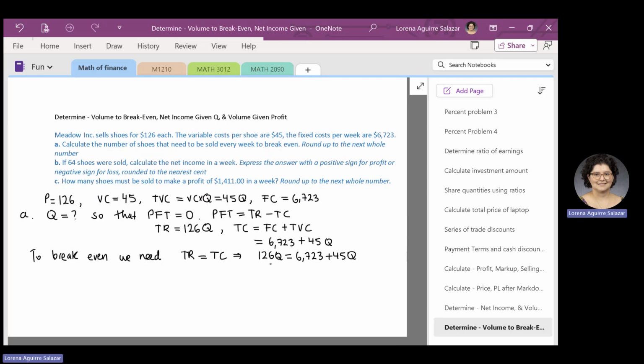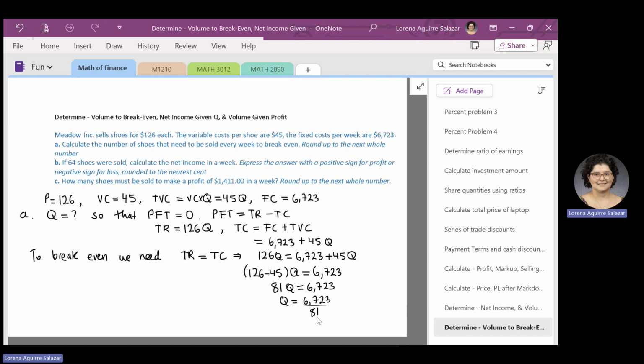To solve for Q, we collect terms with Q in them. So we bring this 45Q over to the left. We have 126 minus 45, all of that times Q, equals 6,723. So we're saying that 81 times Q equals 6,723, or Q is the same as 6,723 divided by 81.